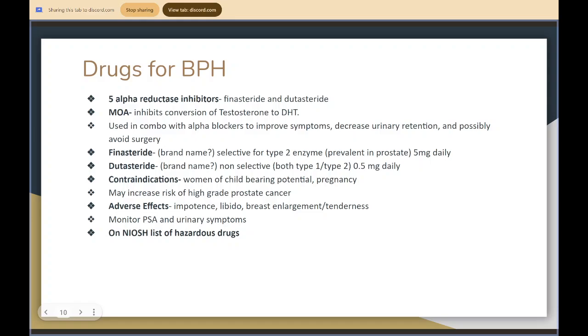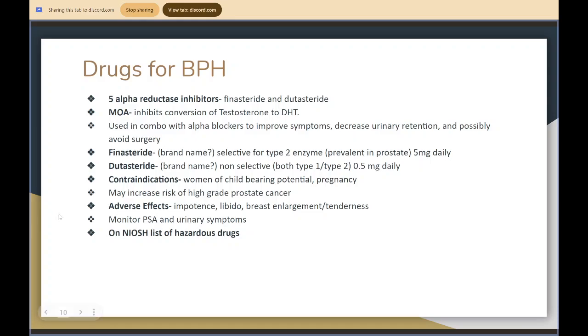So for finasteride, if you answered Proscar, that is correct. So good job there. And Avodart for dutasteride, that is correct. Great. And Propecia is also a brand name for finasteride when used for hair loss.